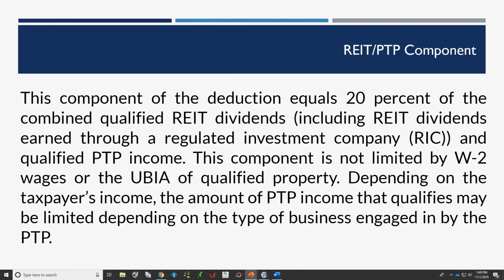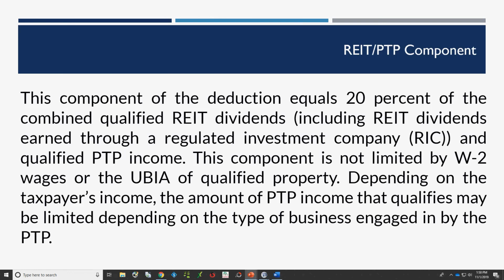So the REIT, a real estate investment trust, and PTP is publicly traded partnership, I'll cover the latter later. This component of the deduction equals 20% of the combined REIT dividends, including REIT dividends earned through a regulated investment company, a RIC, and qualified PTP income. So this is a combination of both. This component is not limited by W-2 wages or the UBIA of qualified property.